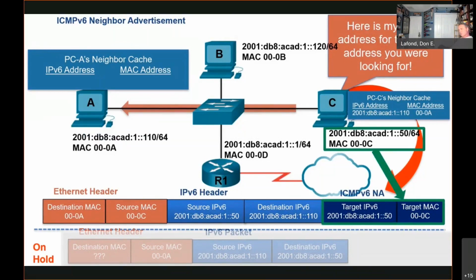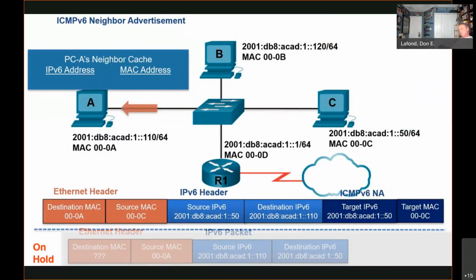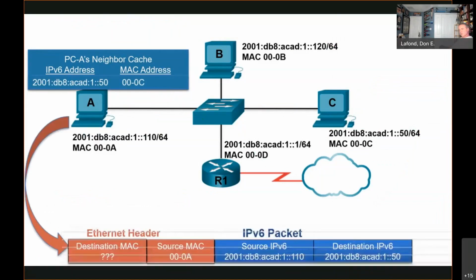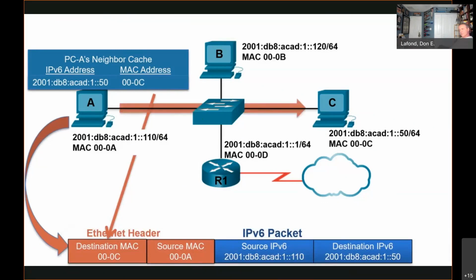A was requesting. Host A receives the Ethernet frame, examines the IPv6 address and the MAC address in the ICMPv6 header, and adds it to its neighbor cache. Host A can now take the IPv6 packet off hold. Host A updates the destination MAC address with the address associated with the destination IPv6 address and forwards the frame and IPv6 packet to host C.